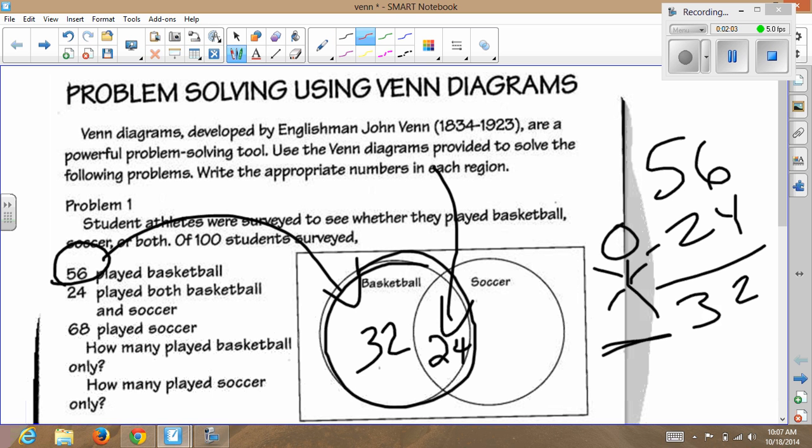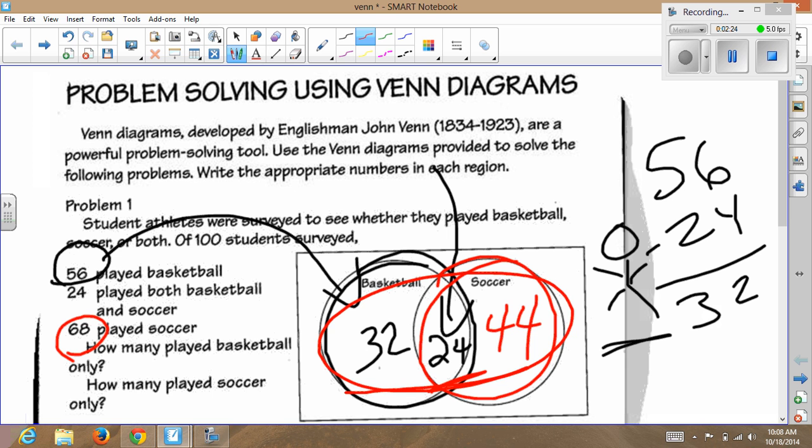And then I look at the other circle here, and I see that 24, remember we've got those 24 kids who are already in the gym, and then we've got soccer players. So 68 kids play soccer. So if 24 kids are already there, they need to be subtracted from the 68, so it's going to be 44 kids here. So now if I add these three numbers up, 32, 24, and 44, 44 and 24, that's 68, 70, 100. That's how I get my 100 kids.